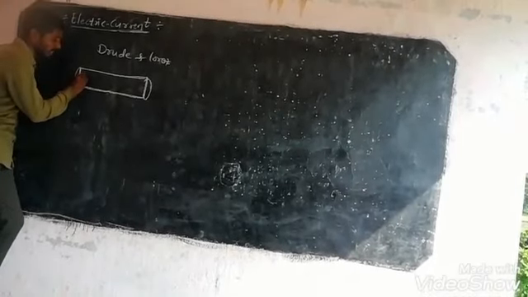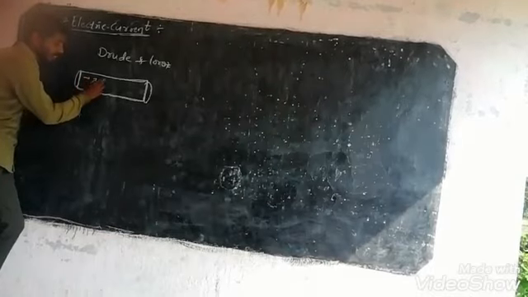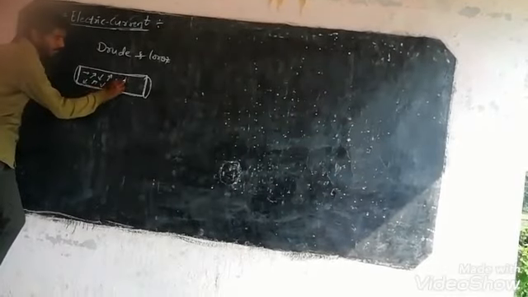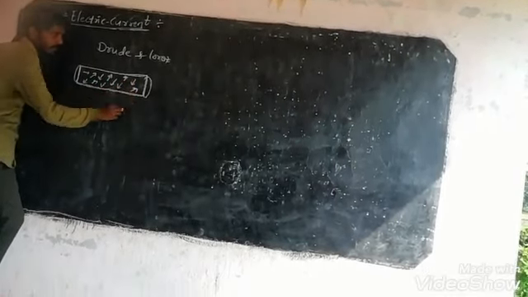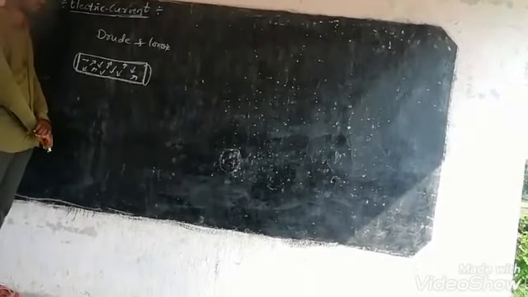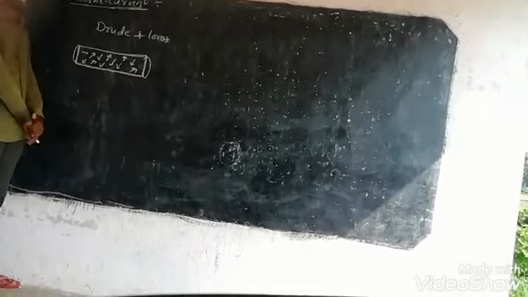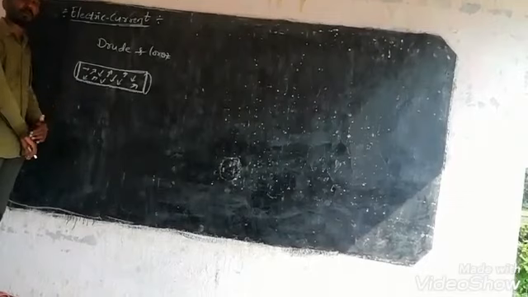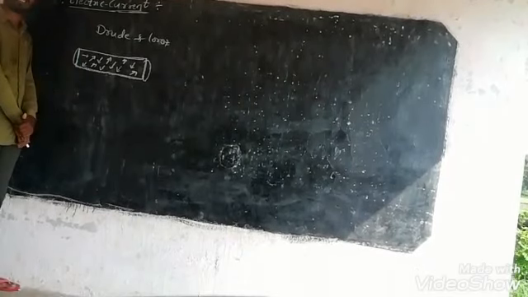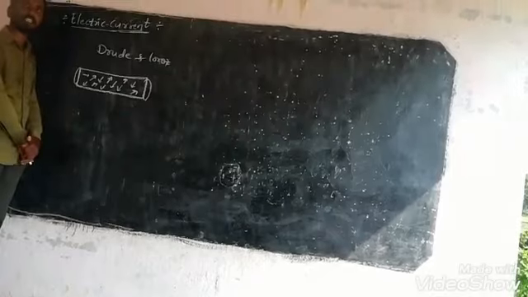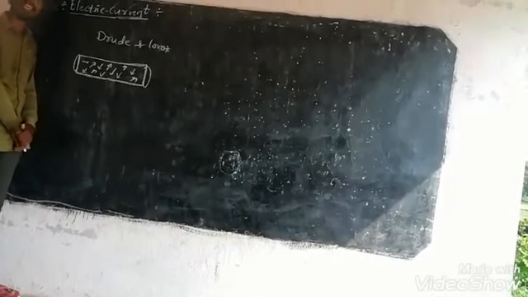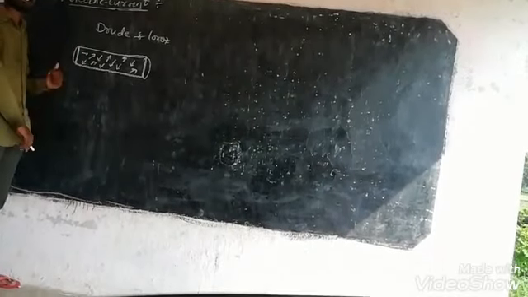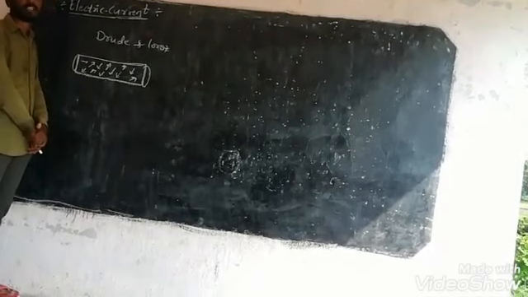These negatively charged particles, electrons, are in zigzag motion or random motion. This is the wire or conductor. In this conductor negatively charged particles are there, and those are electrons. These electrons are in random motion, zigzag motion, or non-uniform motion.